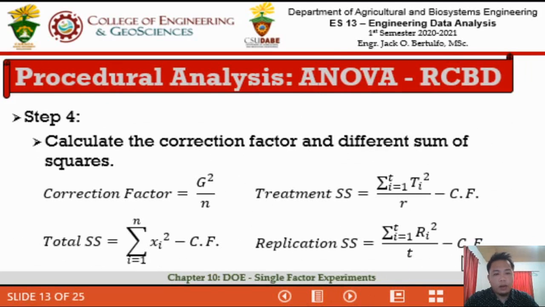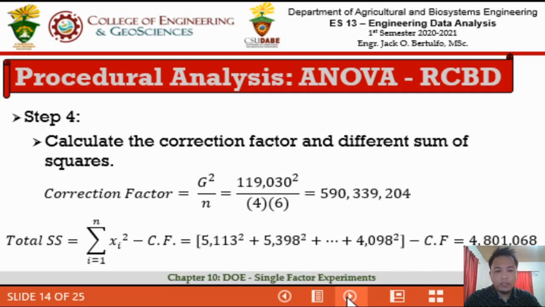For R1, R2, R3, and R4, just square those and divide by T. Just remember, for treatment, we divide by replication to see the difference of every treatment in every replication. For replication, we divide by treatment to see the difference of every replication in every treatment. Then just subtract the correction factor, and you can have the total SS, the treatment SS, and the replication SS.